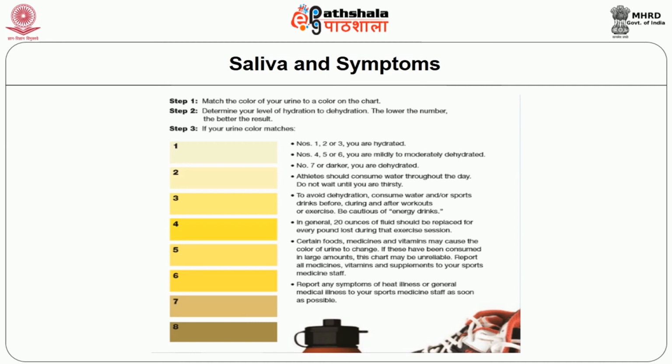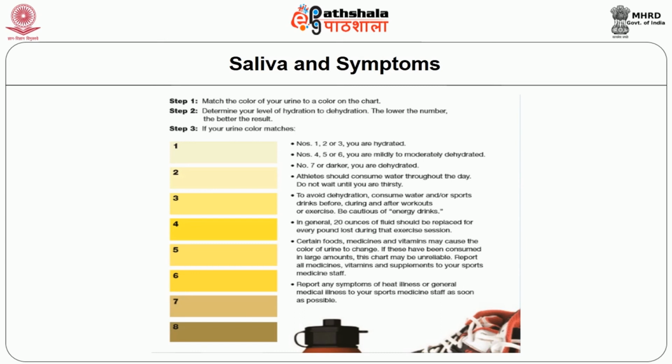First one is, if the urine color matches numbers 1, 2 or 3, then you are hydrated. If it matches 4, 5 or 6, you are mildly to moderately dehydrated. If the urine color is number 7 or darker, you are dehydrated. So this can be used by the athletes.